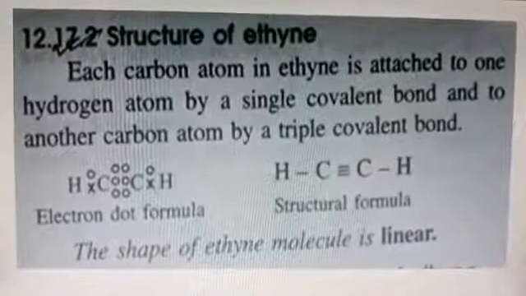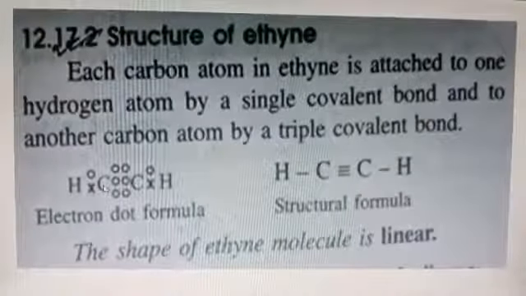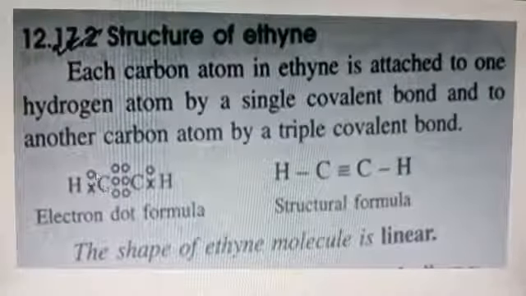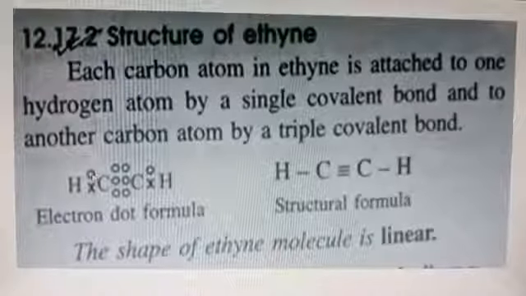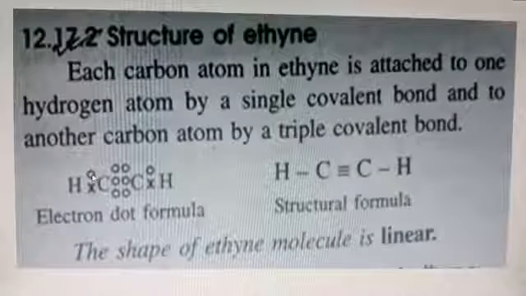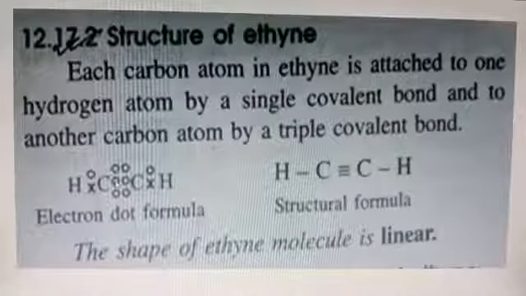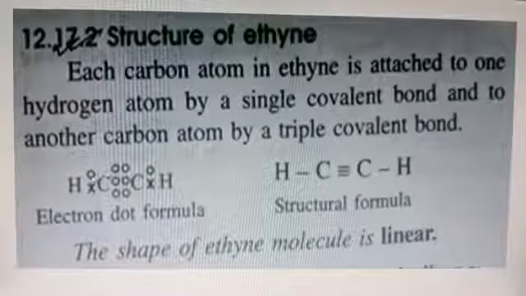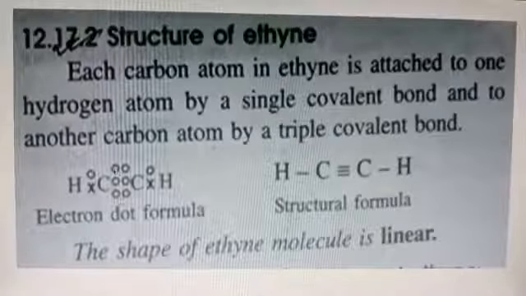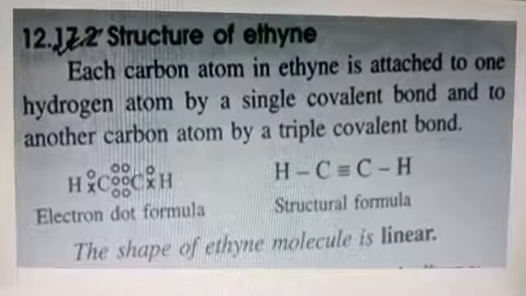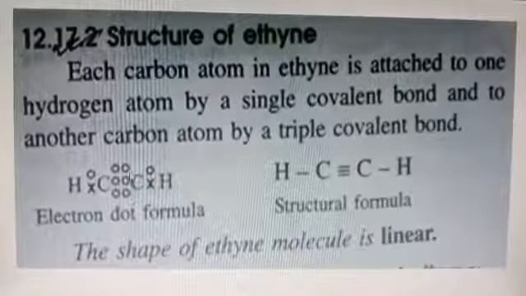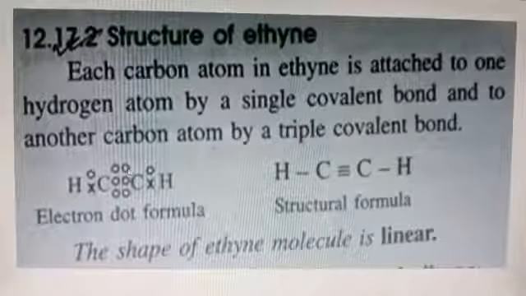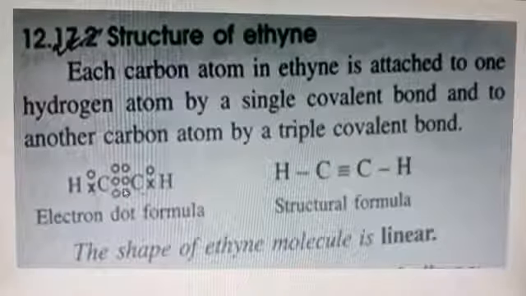So in case of ethine, you can see here, carbon has 4 valence electrons. If you consider this dot as the valence electron of carbon, then 1, 2, 3, 4. These 4 electrons are the valence electrons of carbon, and for this 1, 2, 3, 4. These 4 electrons are the valence electrons of another carbon atom.